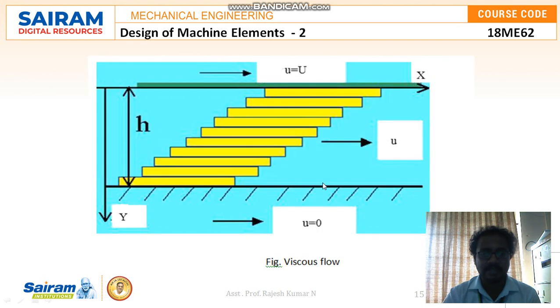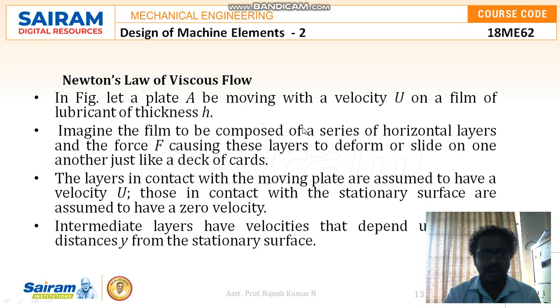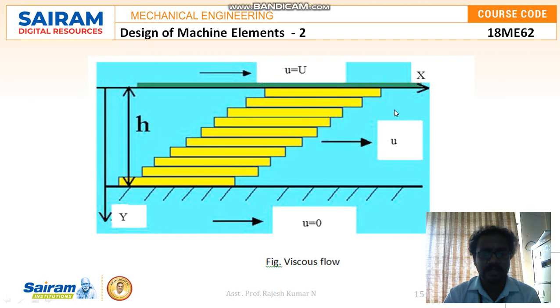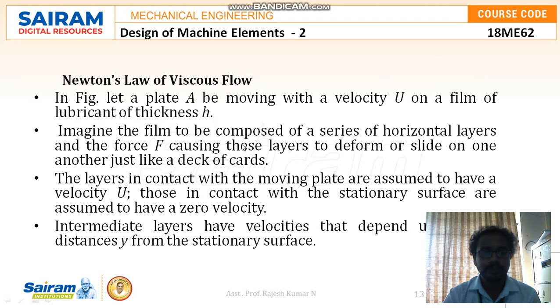For this we have considered a plate of area A which is moving with the velocity u on a film of lubricant of thickness h. So I have considered many plates of cross section A, which are moving and stacked over each other, and in between them a lubricant is provided, and it is moving with a velocity u, and all of these have lubricant thickness h. So imagine the film to be composed of a series of horizontal layers and the force F causing these layers to deform or slide on one another just like a deck of cards.